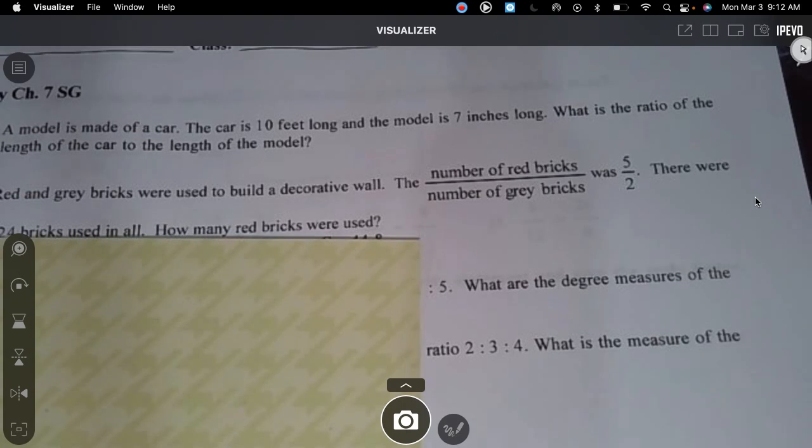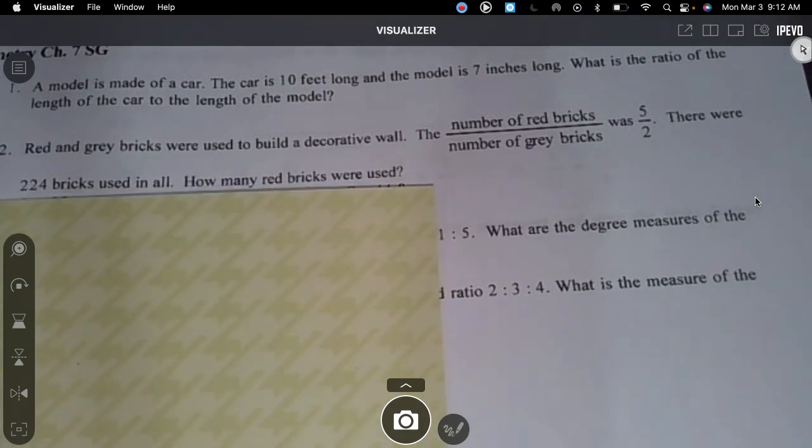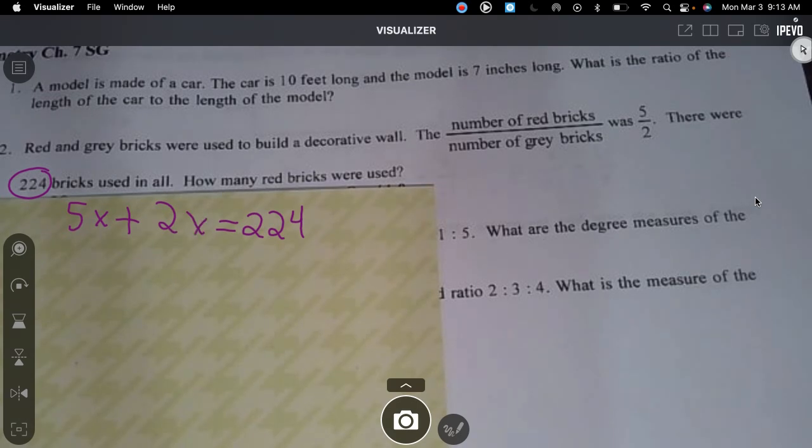Okay, so it says that you have red bricks and gray bricks. It tells me how many total. How many? 224. So I have red bricks and gray bricks, and they're going to add to 224. Does everybody agree with that? Now, they give me these two numbers for a reason, 5 and 2. There are not 5 red bricks and 2 gray bricks, but there's a proportion there. So you'll say 5x and 2x.